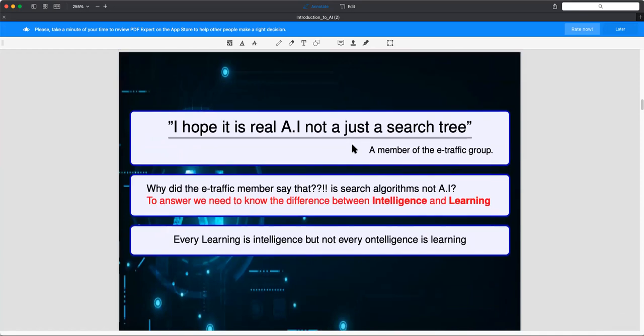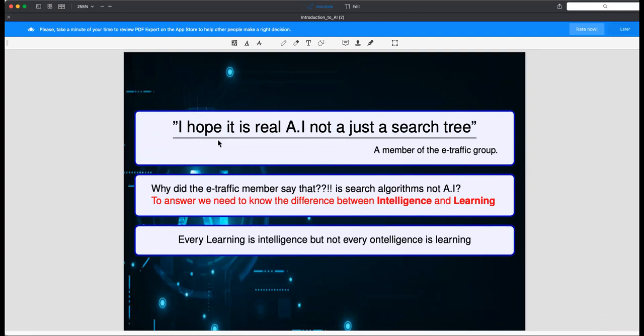One of the students here said an amazing statement, in the e-traffic project. I think it was Ahmed, maybe. I was introducing the project for them, telling them that the project needs AI and so on. And he said, I hope it's real AI, not just a search tree. An amazing statement. Absolutely amazing. That's almost exactly how he said it, according to my memory, but that's the meaning of what he wanted to say.